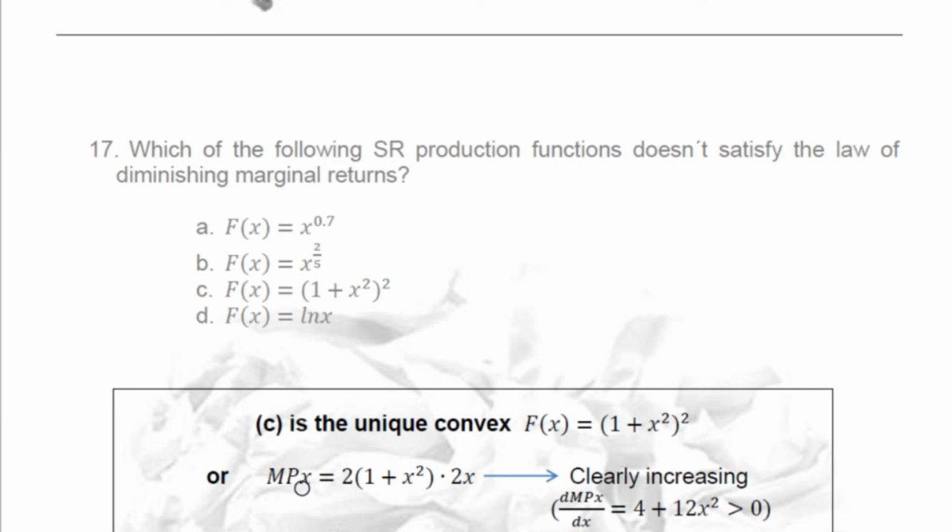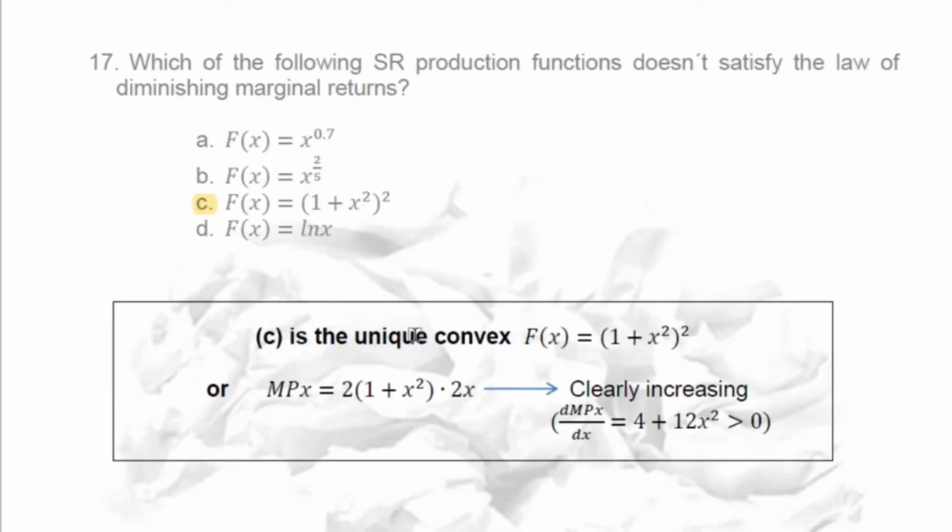Okay, if we differentiate it again, that derivative would be positive. So we have increasing marginal product of x. The rest are typically concave functions. Any x elevated to numbers between 0 and 1 is concave. Okay, the square root of x, for example, is concave. The logarithm of x is typically concave. So here we didn't need to do so much maths, because for me at least it's very clear that we have the unique convex function here at point C. Yeah?